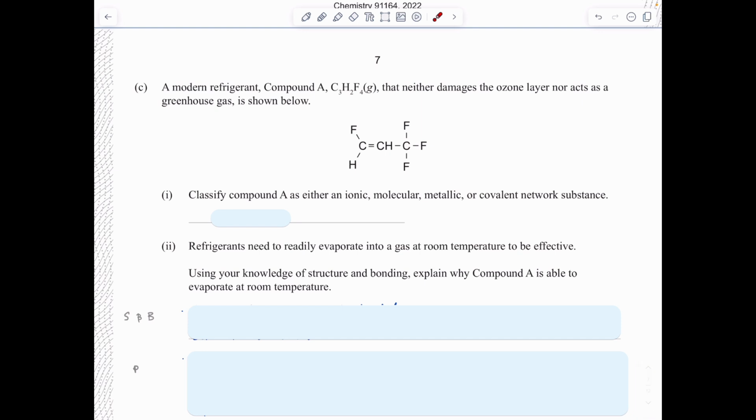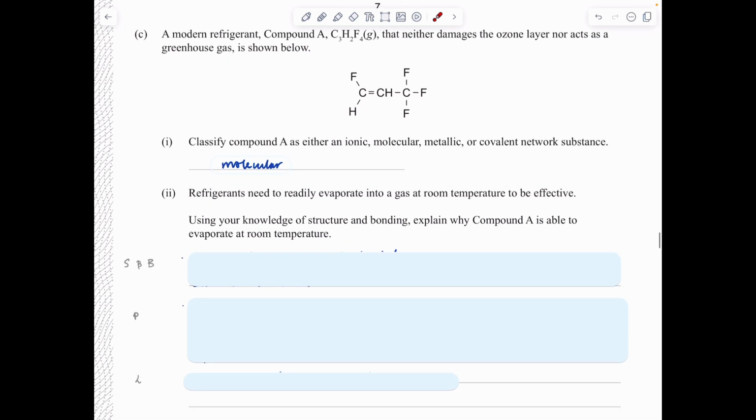A modern refrigerant compound A, that neither damages the ozone layer nor acts as a greenhouse gas, is shown below. Classify compound A as either ionic, molecular, metallic, or covalent network substance. Okay, well, based on the periodic table, these are non-metals, okay? So something that is made up of non-metals is going to be molecular. So compound A is molecular.